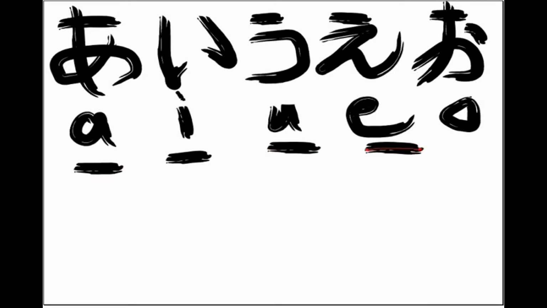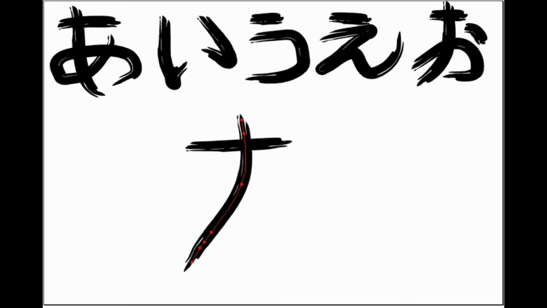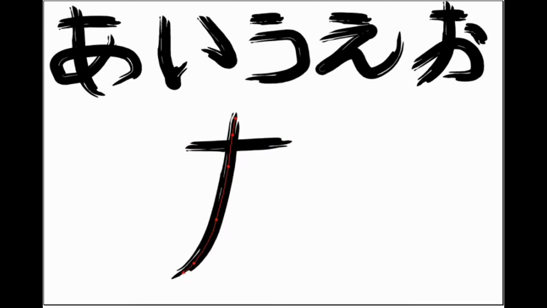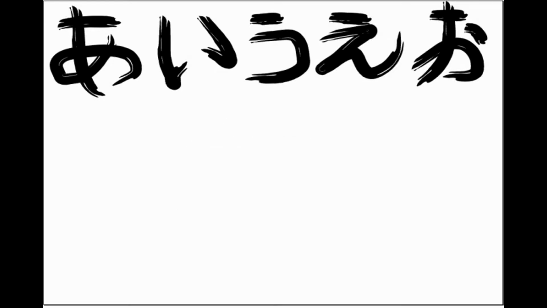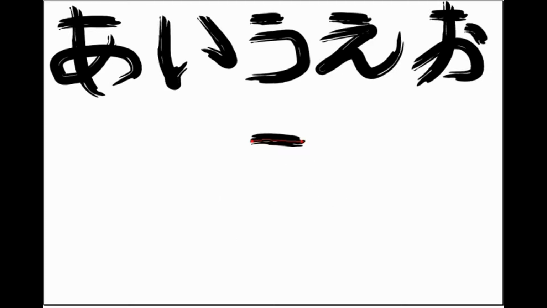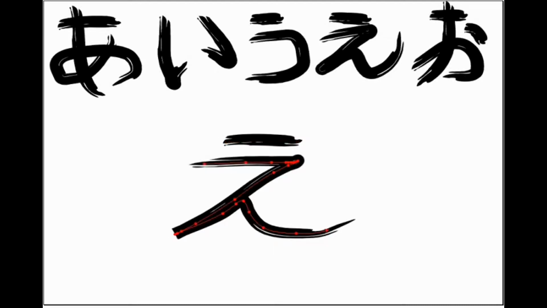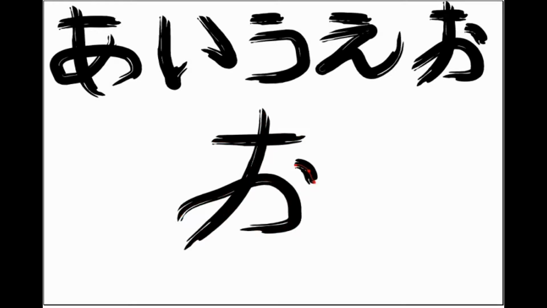A, I, U, E, O, like that. We'll practice again. Oops, that was O. Nope. Ah, you want it that way. Then here's I. Here's U. And E. It's kind of a fancy H. And O.